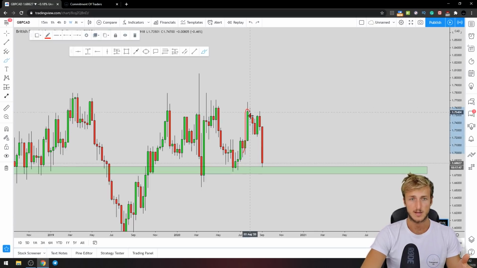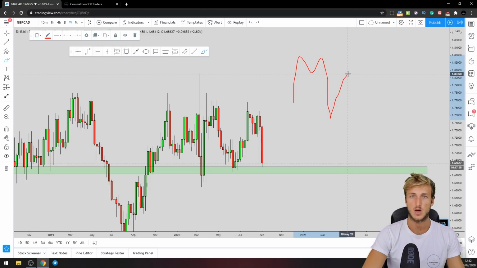In fact, the market has created this overextended M formation from which we can definitely expect a move to the upside. In fact, after a market creates an M formation, what you want to see is the market to give you a move to the upside to go and test the previous support, now resistance.